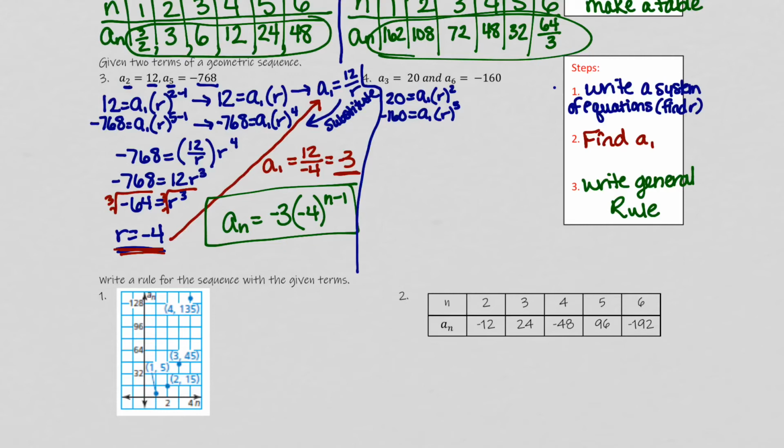And I want to solve one of these equations for a1. So I'm going to take this one. I'm going to solve for a1. To do that, I divide both sides by r squared. So it's 20 divided by r squared. And I like to pick the one that has the smaller power.